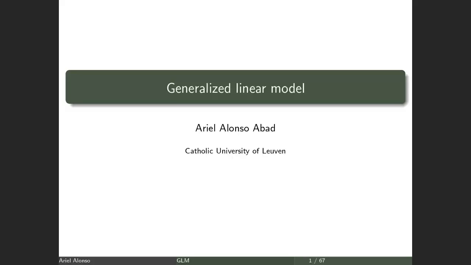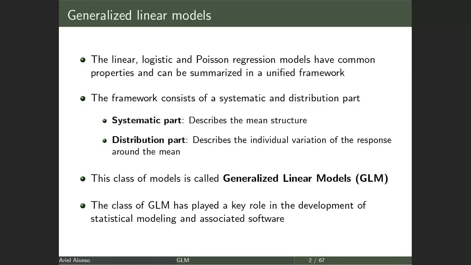The lecture of today. Well, all the previous examples that we have seen, the linear regression model, the logistic regression model, the Poisson regression model, they can all be embedded into a completely unified and general framework. We call that generalized linear models.